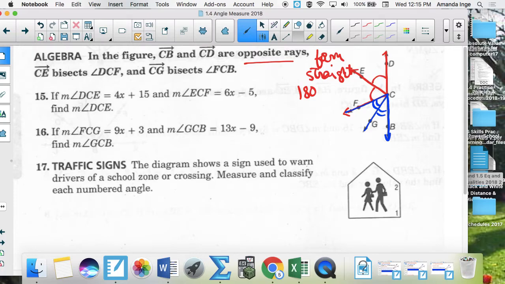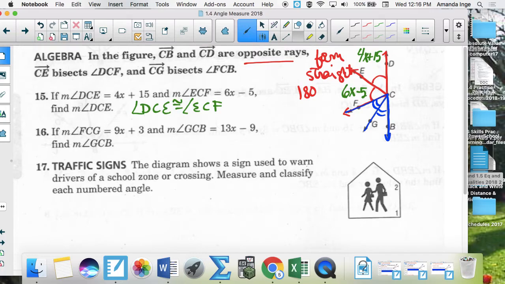It says the measure of DCE, and you can write it in here if you want, is 4x plus 15. What does that tell you about ECF? Well, they're telling you it's 6x minus 5. So we know, going back up, that angle DCE is congruent to angle ECF because of that angle bisector.